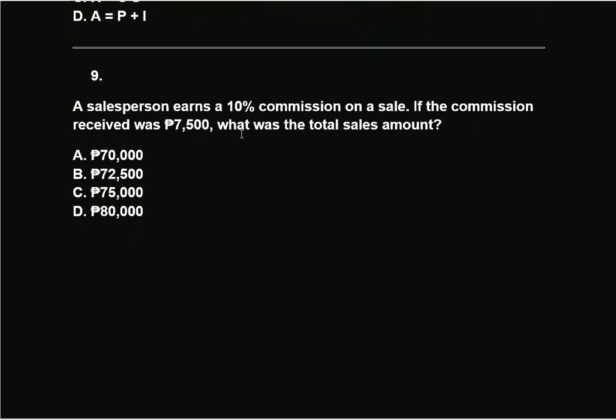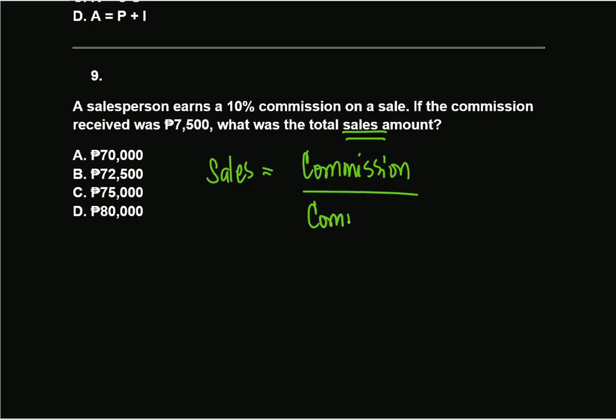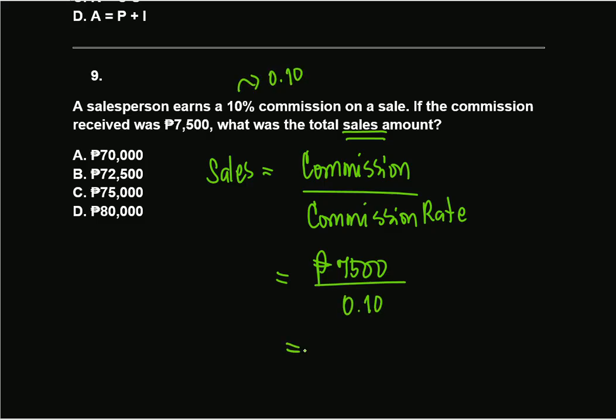Next, number 9. A salesperson earns a 10% commission on a sale. If the commission received was 7,500, what was the total sales amount? Okay, so again, when it's sales, that will be commission over commission rate. Okay, so our commission, that is 7,500 over, again, 10%, that is 0.10. So 0.10. Okay, so this one will be 75,000.